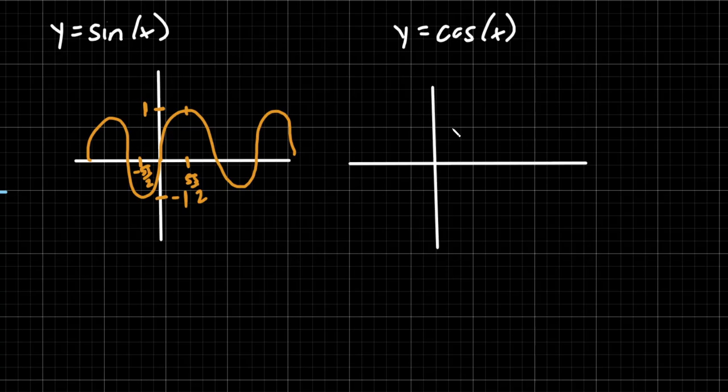Okay, let's do cosine. Where does cosine start, Angel? 1. Give me an actual coordinate. 0, 1. So we are up top here. We curve down, then up, then down, then up, like so. And on the other side.